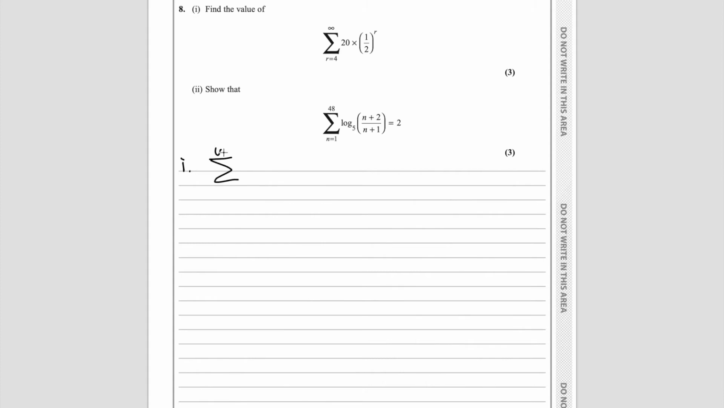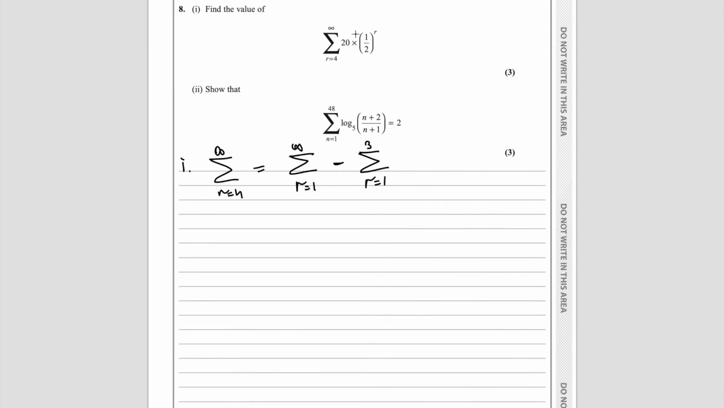So if we've got infinity and r equals 4 as the summation, we can break this down into a summation that goes from 1 to infinity, and from that we're going to subtract a summation that goes from 1 to 3. But before we get into applying these summations to this expression here, what we really need to understand is that this here represents a geometric sequence.